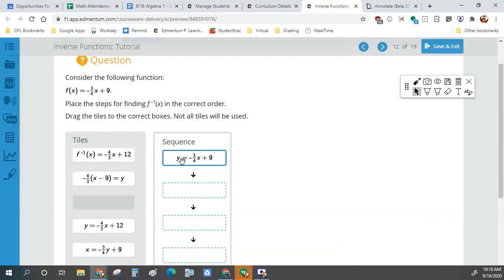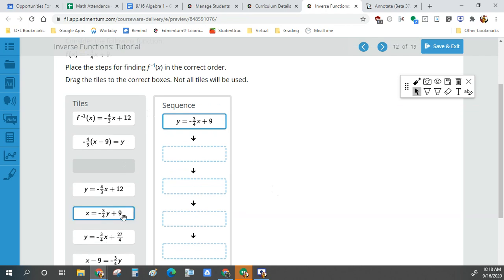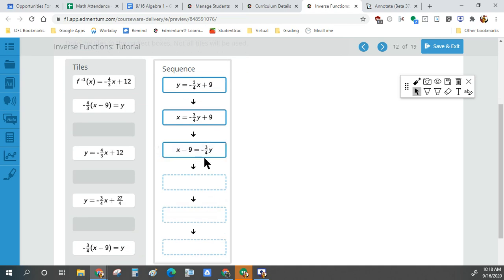Then our next step is to switch our x and our y. That's this one. Same thing, it's just our x and our y are different. Then we have to solve for y, meaning that we have to get rid of this plus 9. We want to isolate this y, get it by itself. We're going to take away 9 from both sides. That's this, we're left with the fraction. Then we're probably going to want to get rid of this -4 by multiplying by -4.